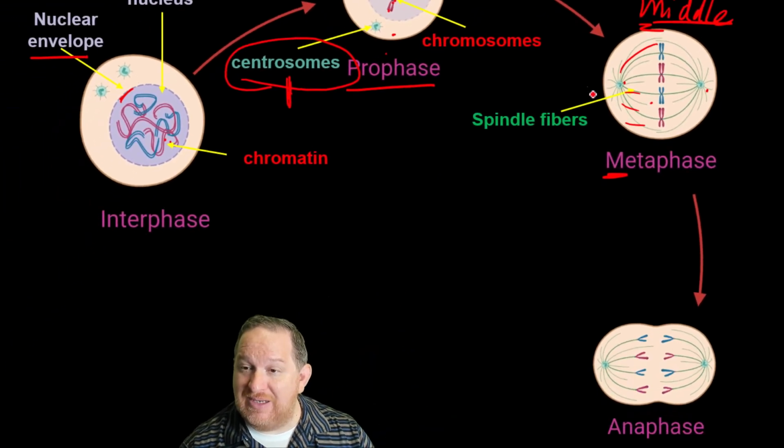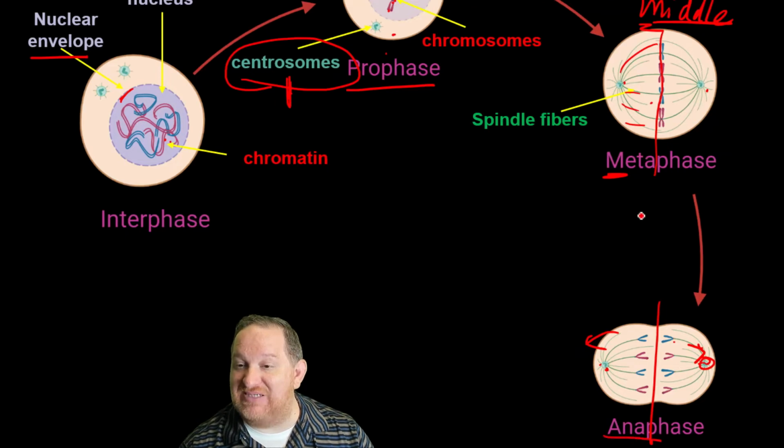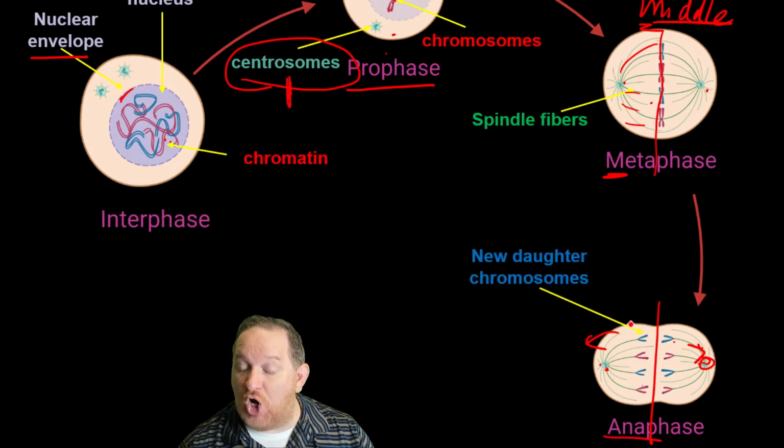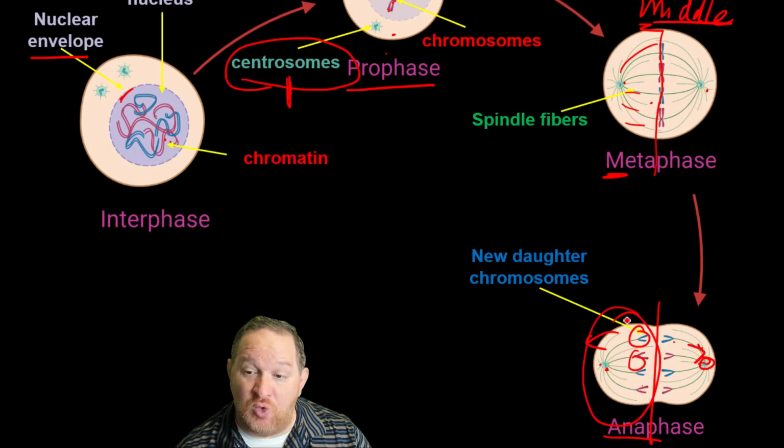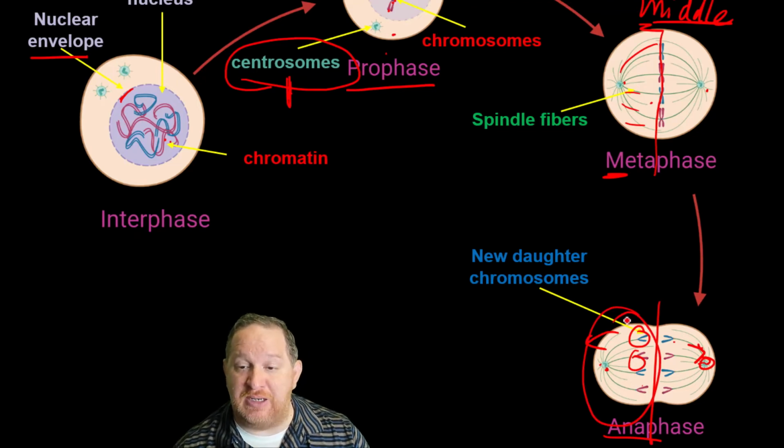Well then, now that they've lined up in the middle, notice that they split right down the center. The sister chromatids have split. So half of them go this direction to that centrosome, half of them go this direction. So this is anaphase. They've actually split from the center. We're starting to see new cells form. These are the new daughter chromosomes that are going to be in the new cell that is created.